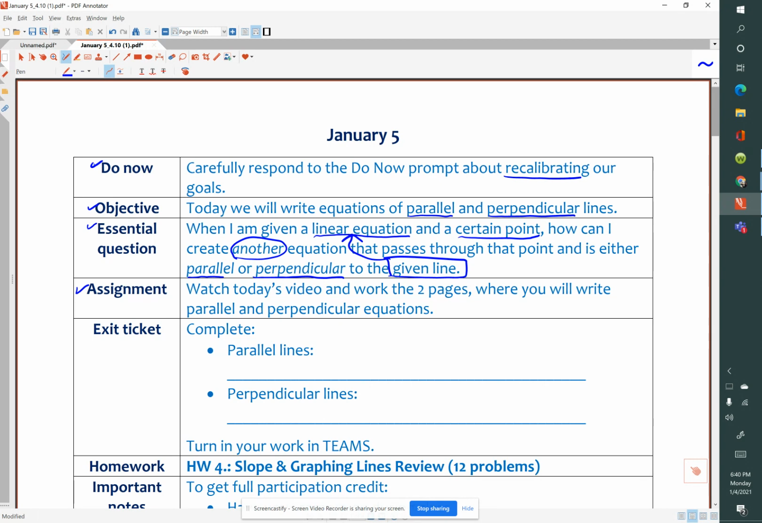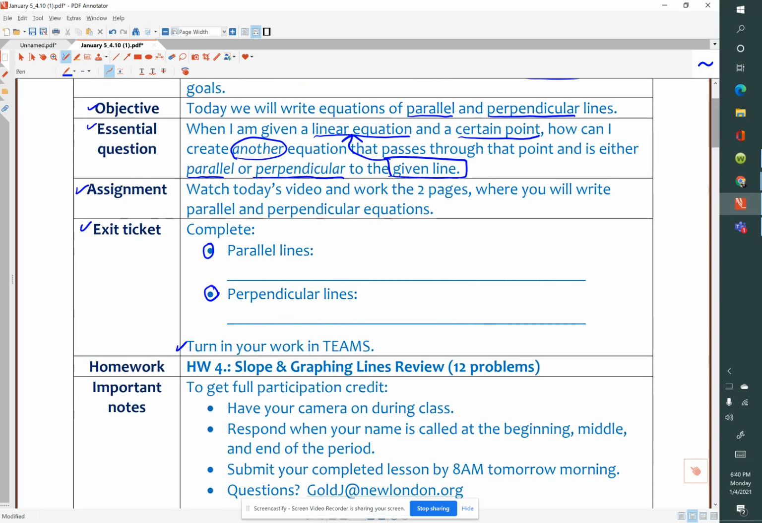We're going to do an exit ticket where we just have a little reminder about everything we need to remember about parallel and perpendicular lines. We want you to turn your work in Teams by tomorrow morning, please. And you will have homework tonight, which is your homework 4.10, which is slope and graphing lines review, and that's 12 problems.